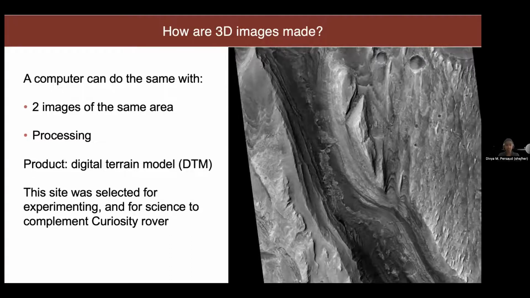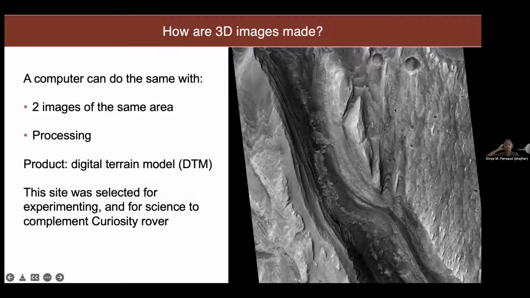And that product is called a digital terrain model, or a DTM. I'll try not to use too many acronyms today. So you'll see this repeating a lot in my presentation. This was the focus of my thesis. I selected it to do experimentation with 3D processing and also for science to complement Curiosity rover. So this is about 30 kilometers southwest of where Curiosity is about now. I'll talk about that in a moment.